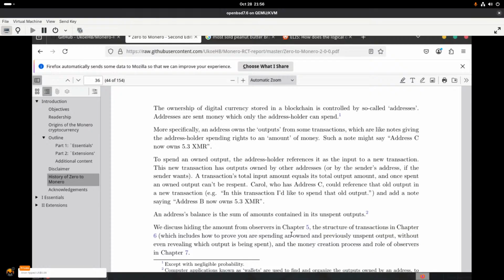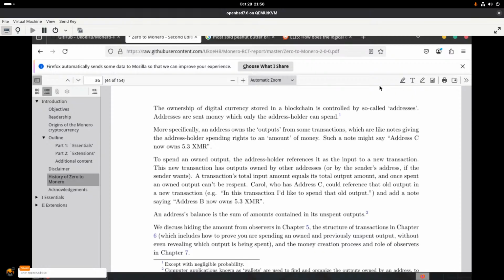But I digress. To spend an owned output, the address holder references it as the input to a new transaction. This new transaction has outputs owned by the other address, or by the sender's address, if the sender wants. A transaction's total input amount equals the total output amount. And once spent, an owned output can't be respent.